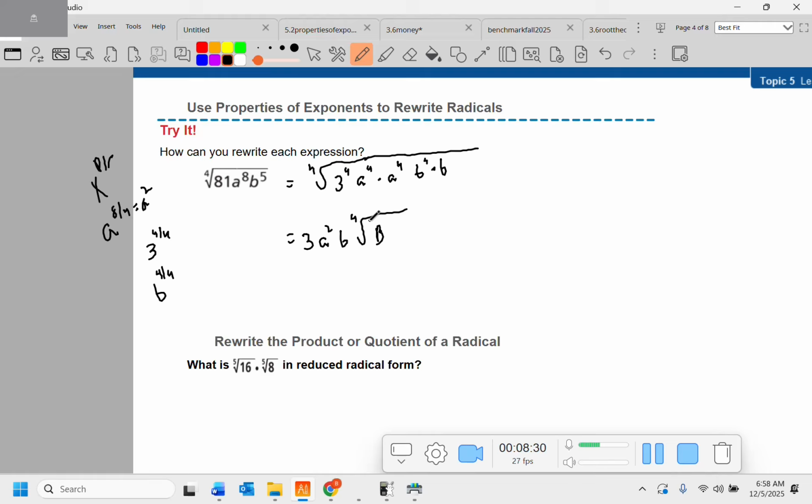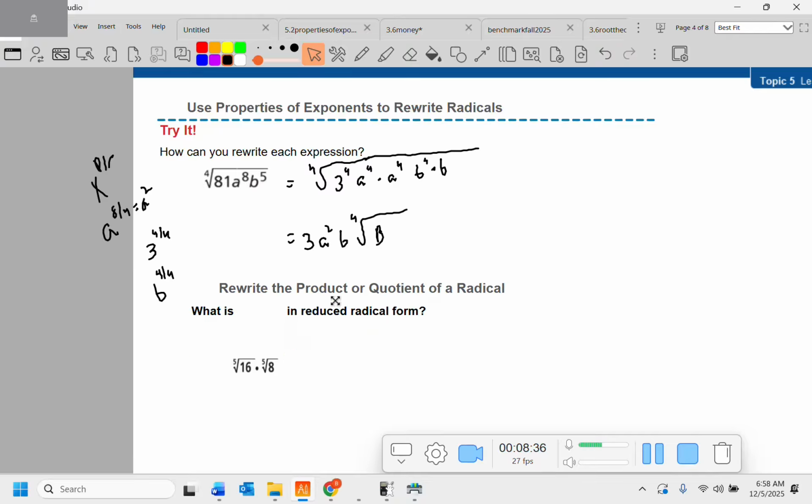Ta-da! All right. What is the 5th root of 8 times the 5th root of 16 in reduced radical form? Okay, so I look at things and I see numbers. This is the 5th root of 2 to the 3rd times the 5th root of 2 to the 4th. When I multiply that together, what I would have is the 5th root of 2 to the 7th.